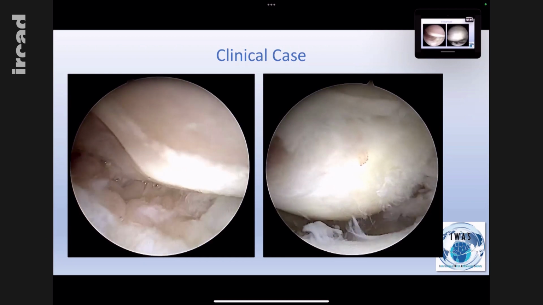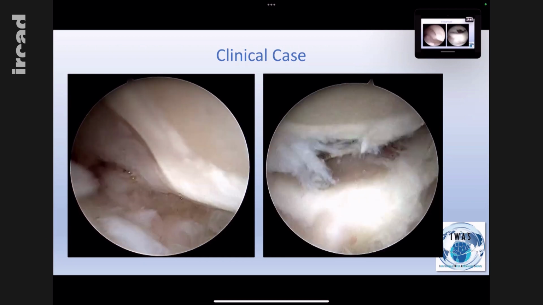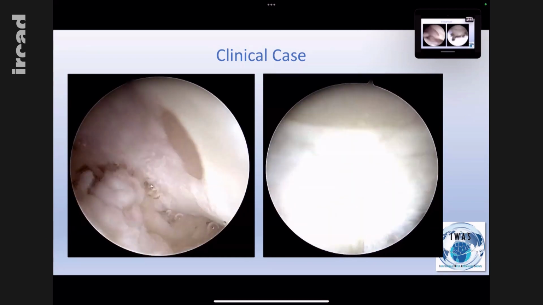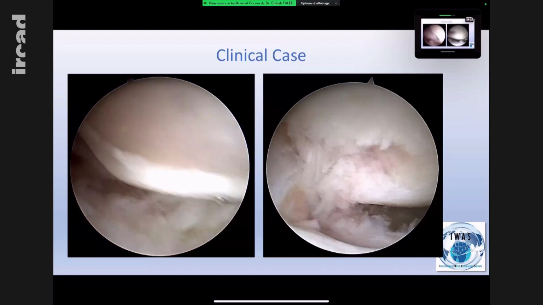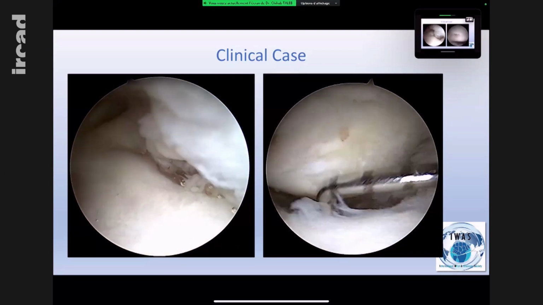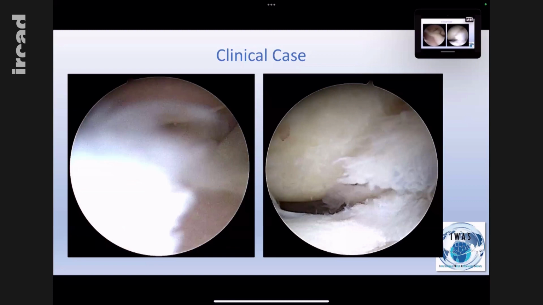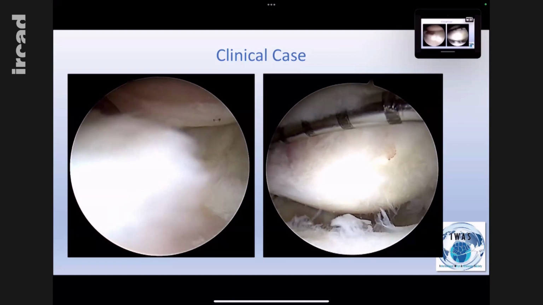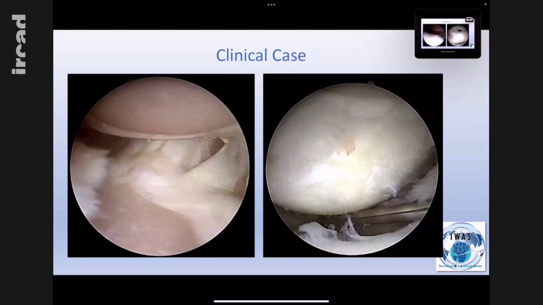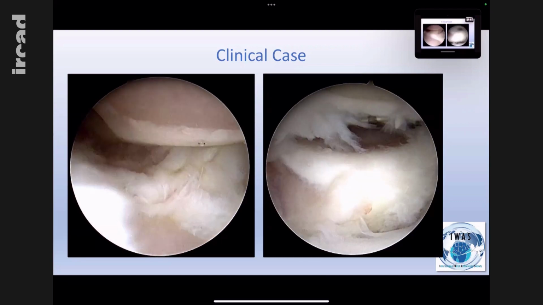And the other movie is showing you that there is no scapholunate ligament anymore. So as we could guess on the CT scan, we have an advanced SLAC wrist lesion.